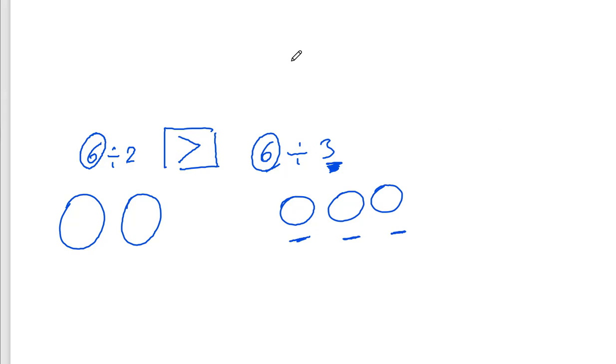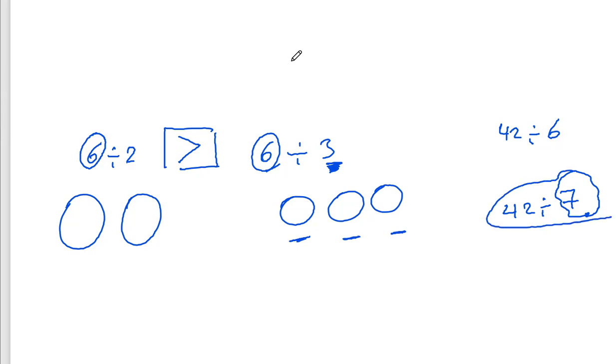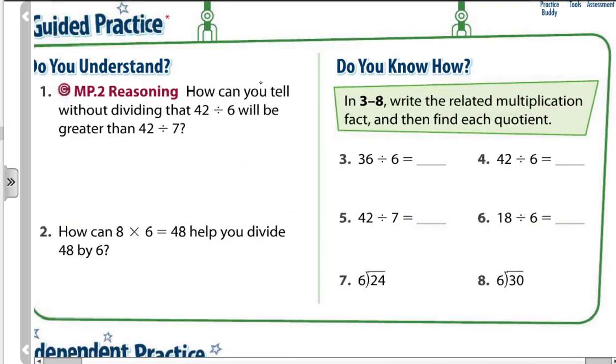Again, in this question it's 42 divided by 6 and 42 divided by 7. So when I divide by 7, which is larger, the answer will be smaller. The quotient will be smaller. The number of items in one group will be smaller. Okay, let's go back and write the answer. So we don't need to find out the quotient for these two.